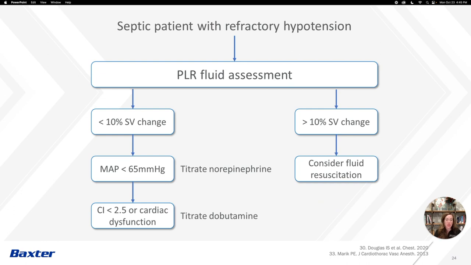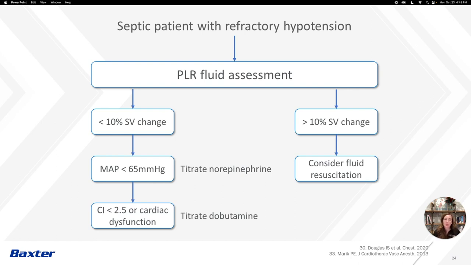I just wanted to show you an example. This is from a paper in the Cardiothoracic Journal of a PLR protocol with a septic patient with refractory hypotension. So after the weight-based fluid, we're still hypotensive, and you can see just a very simple treatment algorithm of just implementing a PLR fluid assessment. Less than 10%, not fluid responsive. After the weight-based fluid, we'll start a pressor. If they are fluid responsive, we'll consider fluid resuscitation.